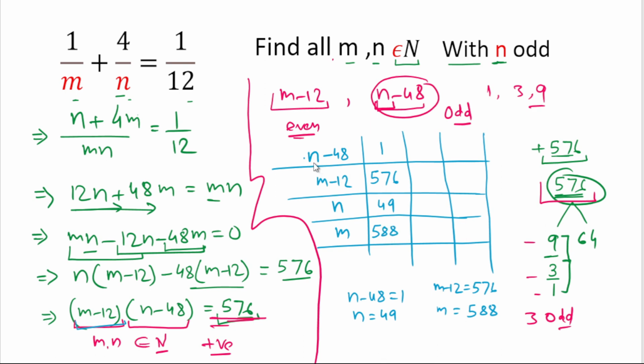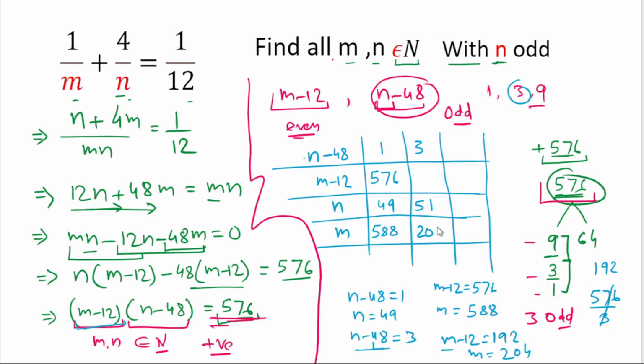The next value of n minus 48 we'll take as 3. Then n will be 48 plus 3, that is 51. And if we divide 576 by 3, we get 192. So m minus 12 will be 192, then m will be 192 plus 12, that is 204.